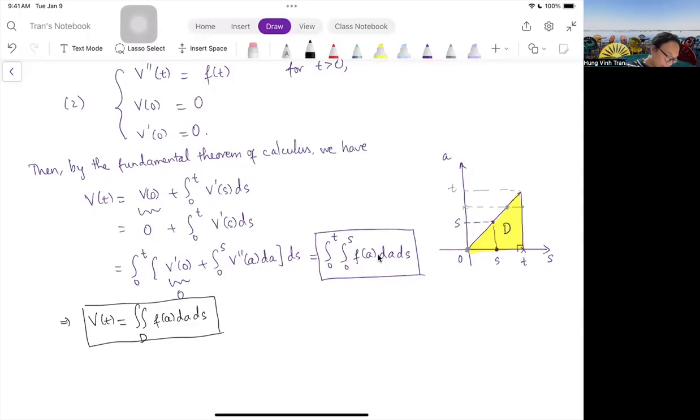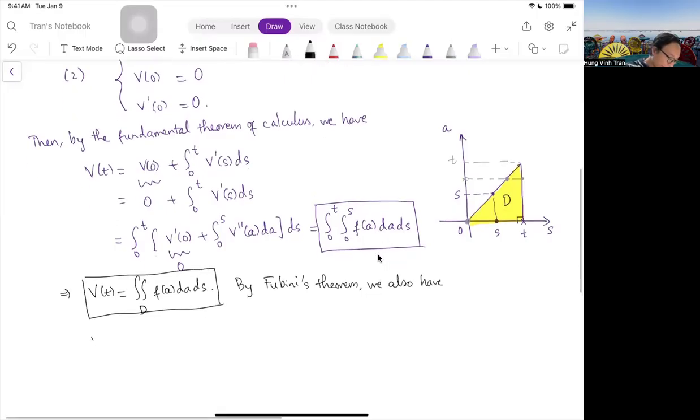So then by Fubini's theorem, we also have Vt equals the integral, again, I'm doing the integral in I later and in s first. So I is from 0 to t, and s is running from I to t, of Fi ds and then di, right?